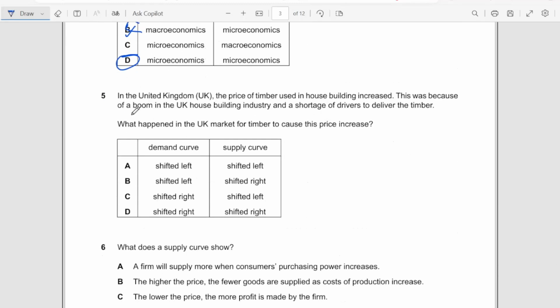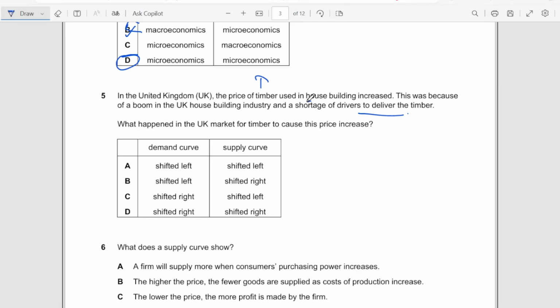All right, next. In the United Kingdom, the price of timber used in house building increased. This was because of a boom in the UK house building industry and a shortage of drivers to deliver the timber. What happened in the UK market for timber to cause this price increase? So the price of timber has gone up, right?